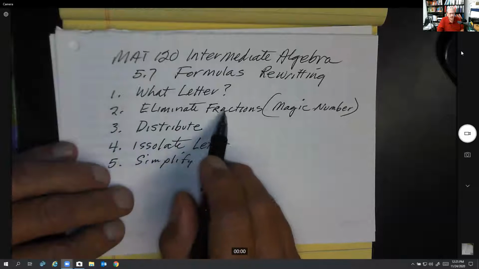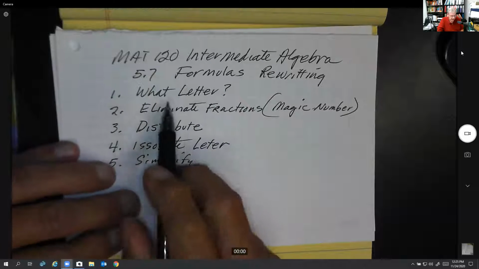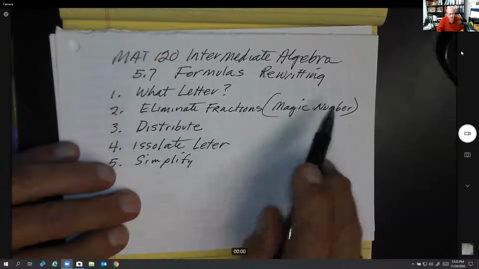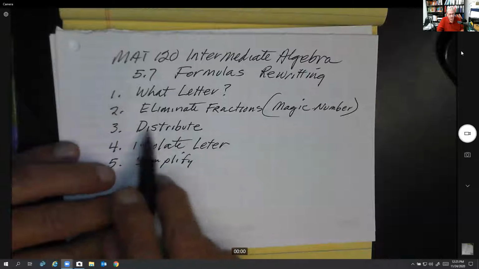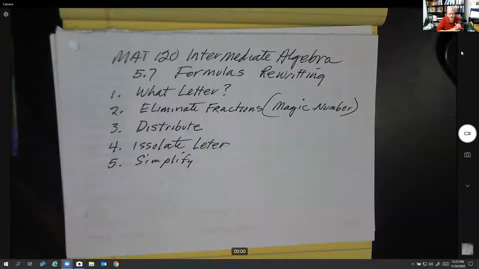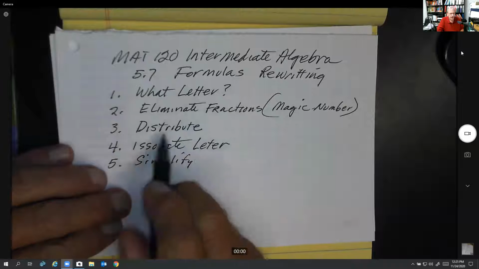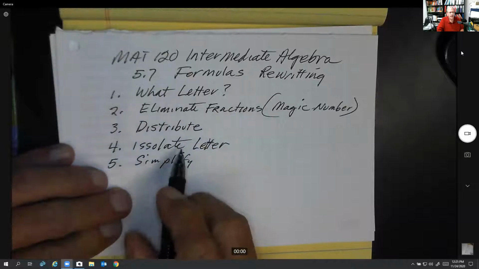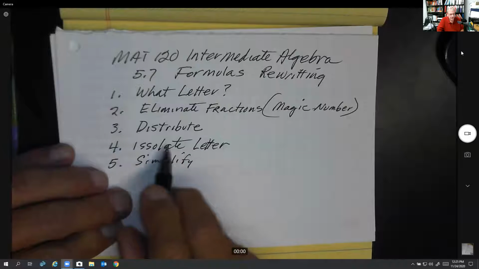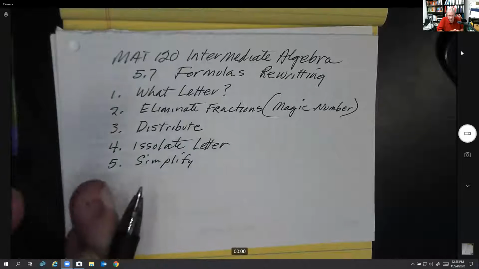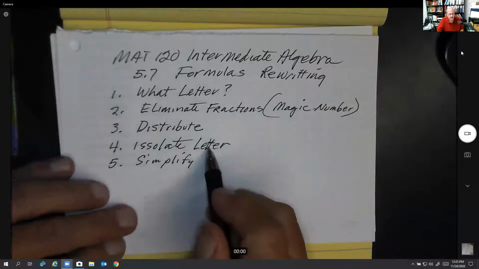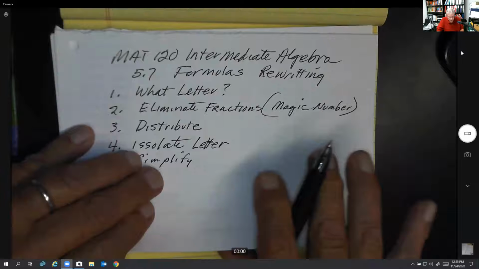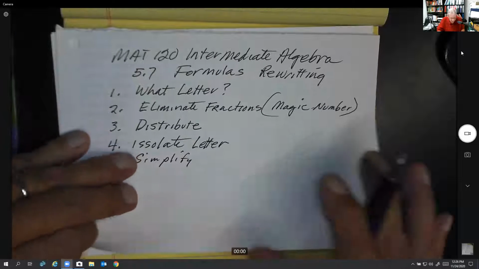The next thing you want to do, once you have your formula, is eliminate any fractions using the magic number. Number three, sometimes you have parentheses, you want to distribute them or take those into consideration. Finally, you're going to isolate the letter that you're trying to solve for. Get all the like terms together and the letters together, and then simplify it. So that's the idea behind it. We'll go through these as we solve some.